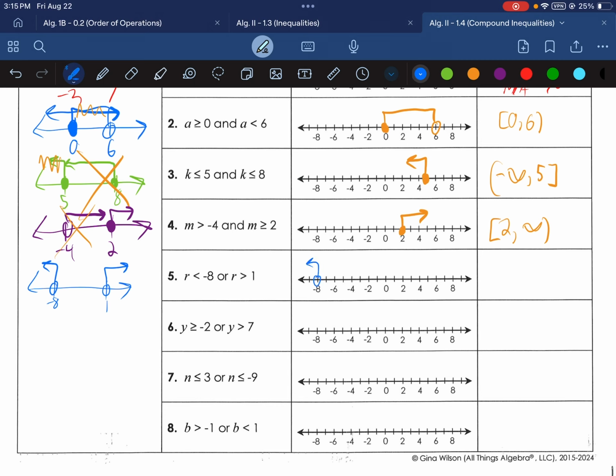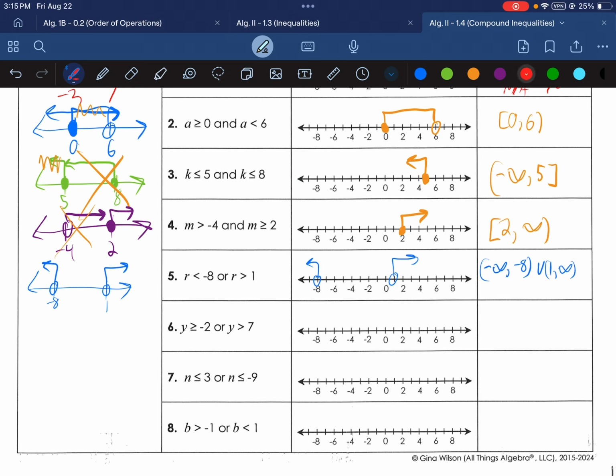So -8 to the left, 1 to the right, and we do our interval notation like we did before, where we do the left part, -infinity, comma -8 with parentheses, union, and then the right part, 1, comma infinity with parentheses.